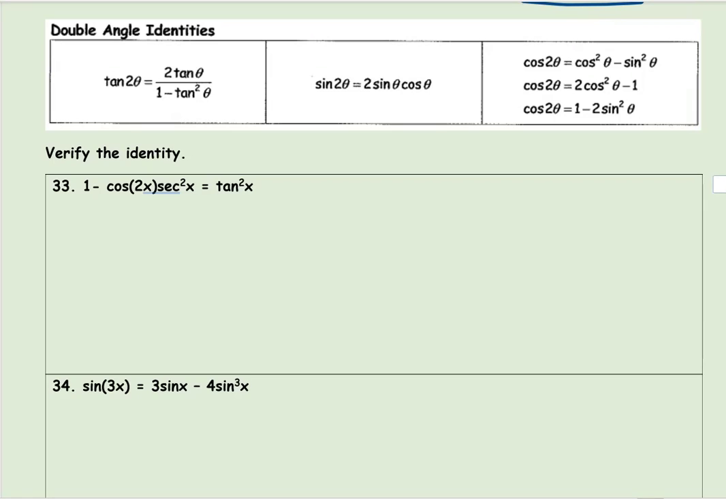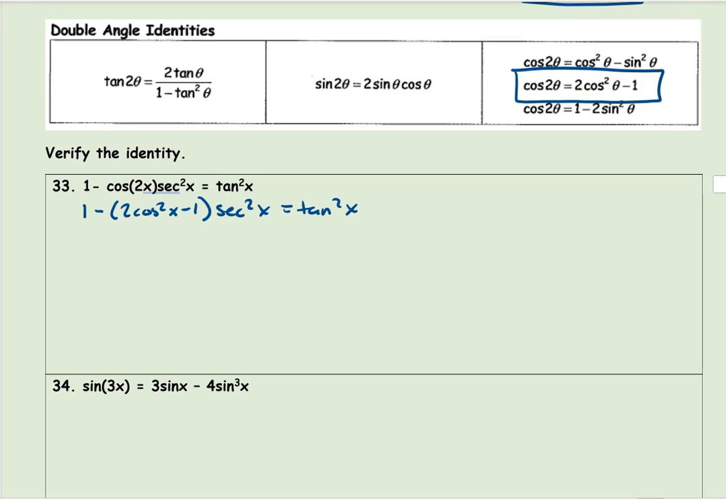So using that knowledge, I'm actually going to use this second identity. Now, I just want to point out that you can use any of these identities. They'll all eventually give you the correct answer. I'm just going to use this one because I think it's going to give me the quickest route to my answer. Again, any one of these will give you the right answer. It just might take you a little longer. So what I'm going to do is I'm going to replace that cosine of 2x with 2 cosine squared x, because we're dealing with x's, minus 1 times secant squared x is equal to tangent squared x.